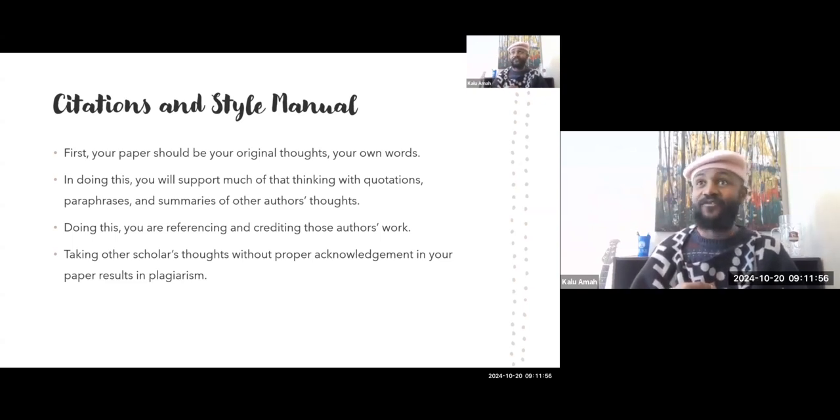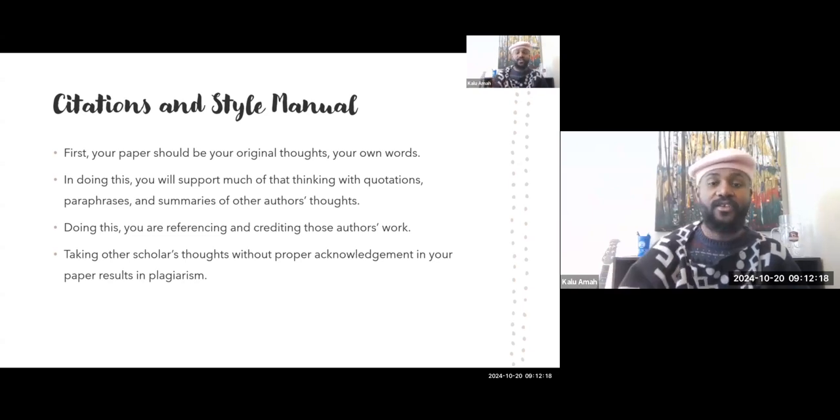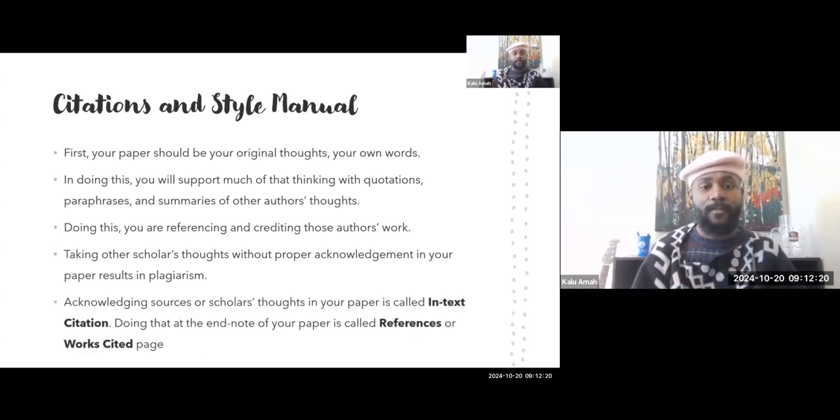And if there is any fine you should pay, if you look at the plagiarism code of conduct, if there is any punishment, any consequences, despite you plagiarize yourself, you still have to pay a fine. So that's the way it works. So we don't only plagiarize others, we can also plagiarize ourselves if we are trying to reference works that we've done in the past. So acknowledging sources or scholars' thoughts in your paper is called in-text citation.